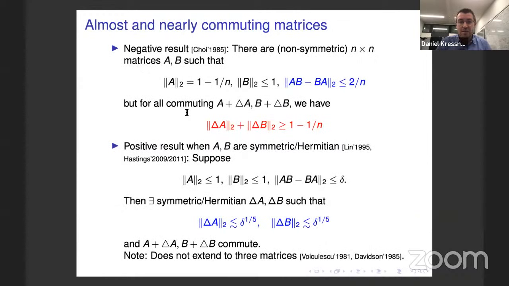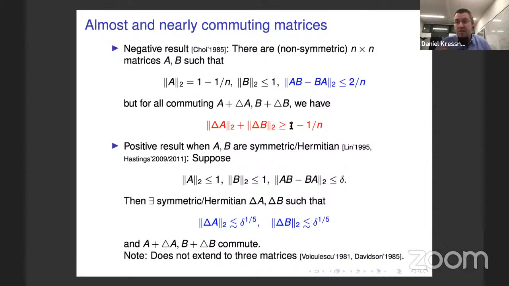So there are a number of results in the literature from operator theory and mathematical physics. There's a negative result if you don't impose any symmetry on A and B. There's a construction in this paper by Choi, where A is diagonal, B is upper bidiagonal, where A and B have norm roughly 1. The commutator is arbitrarily small as n increases. But you are not able to find small perturbations which make this commuting. All perturbations must have norm close to 1 actually. So you're not going to find a perturbation of norm 1 divided by n, which makes these two matrices commuting.